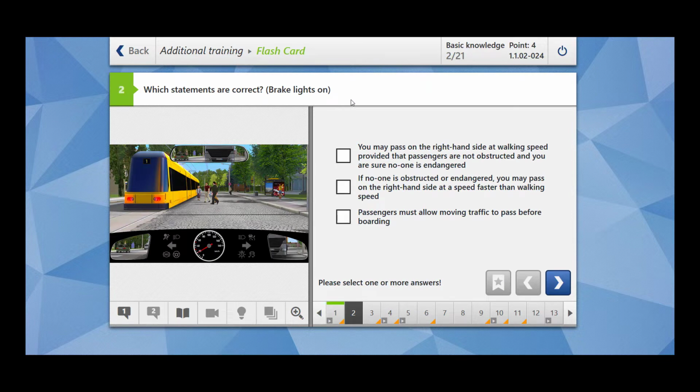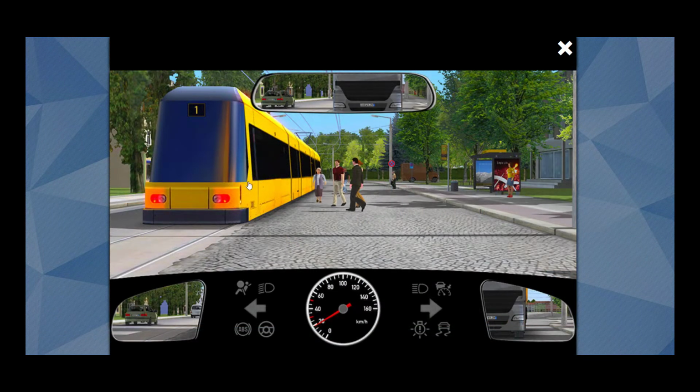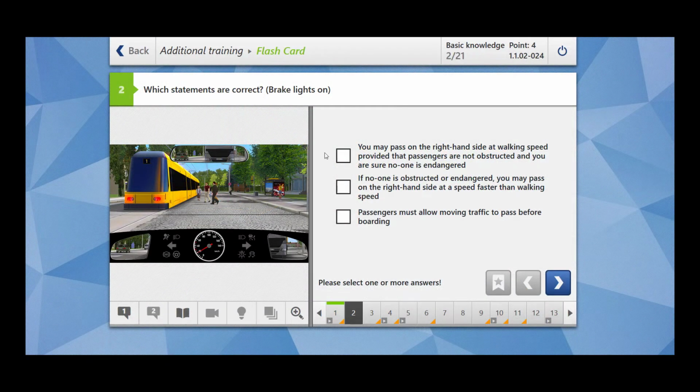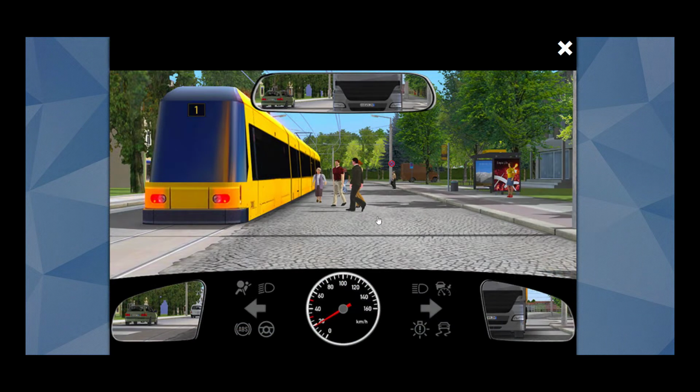Which statements are correct? Brake lights are on. So what we see over here, there is a tram, brake lights are on. Then we see passengers. They want to board the tram. You may pass on the right hand side at walking speed, provided that passengers are not obstructed and you are sure no one is endangered. This is correct. So you may pass the tram on the right side, but you have to be sure that you are not causing any danger to the passengers who are boarding or alighting from the tram. Only then you can pass the tram from the right hand side.